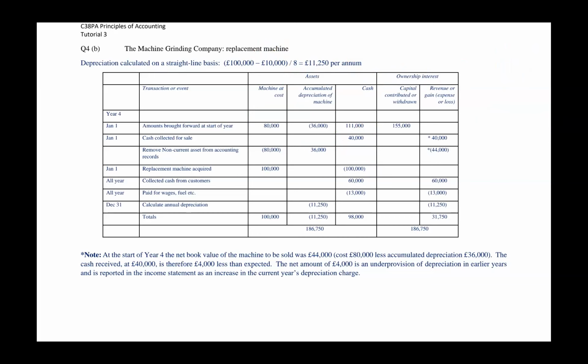Yes, definitely. So the net amount of 4,000 is an under provision of depreciation in earlier years and is reported in the income statement as an increase in the depreciation charge. So there is an under depreciation in the previous years. What happens is that the depreciation that we charged for the previous years was too little. You get the point. The depreciation was too little.